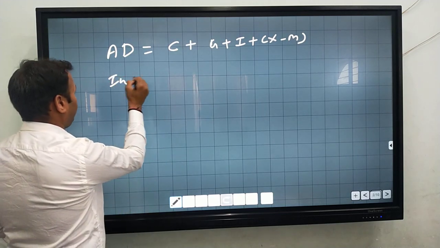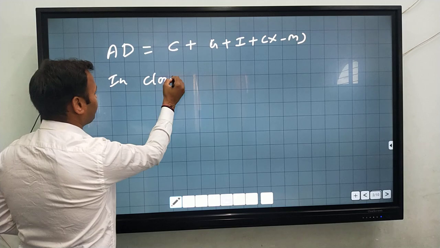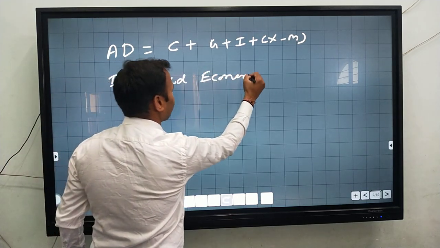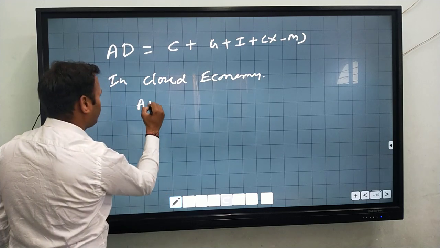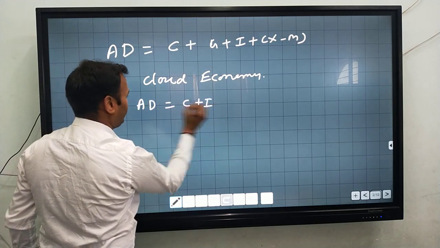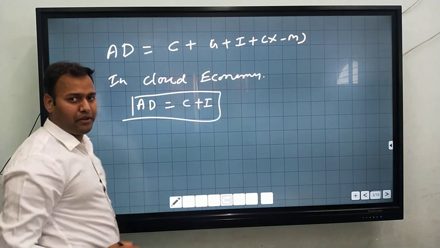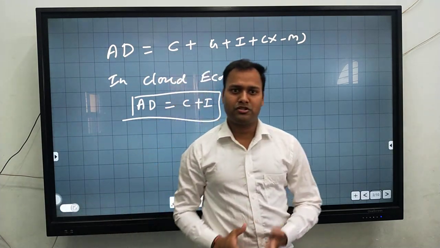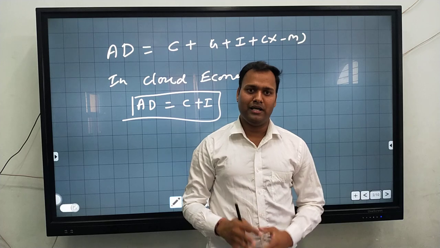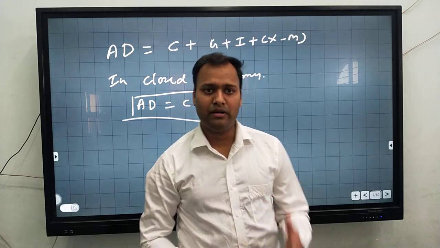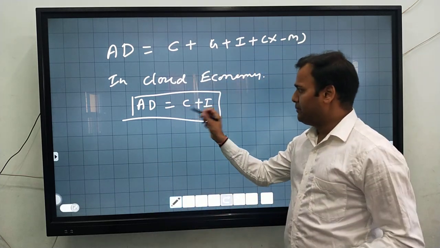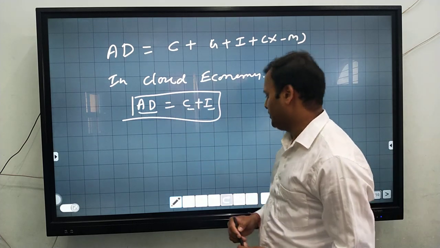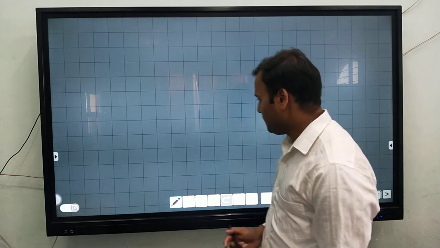In a closed economy, AD is equal to what? C plus I. We already discussed this in the previous video. Now in this video we are going to prepare the aggregate demand schedule as well as the aggregate demand curve. So keep in mind the formula of aggregate demand is C plus I. So let's start.